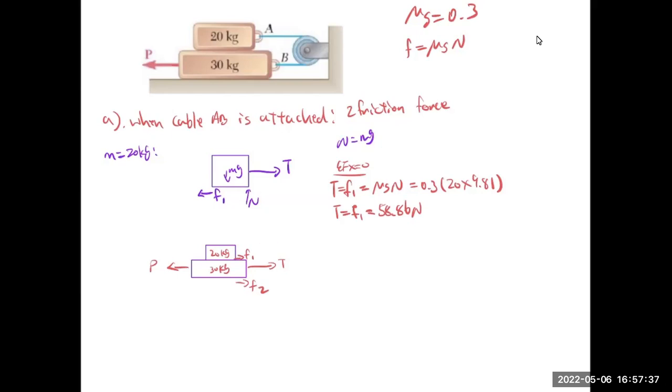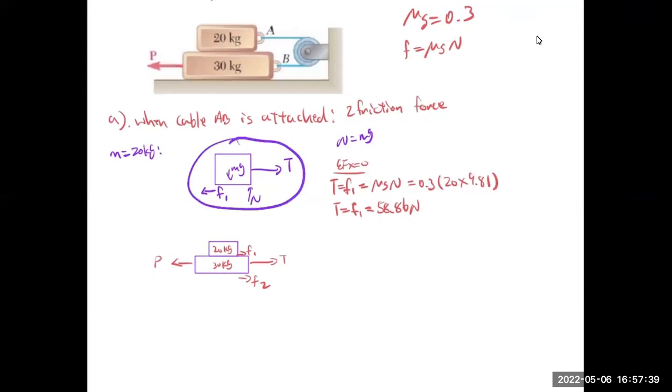That's because, think about it. In this case right here, the pulling force is T, right? So the friction has to be opposite of that. But in this case, the pulling force is P, so the frictional force has to be opposite of P.